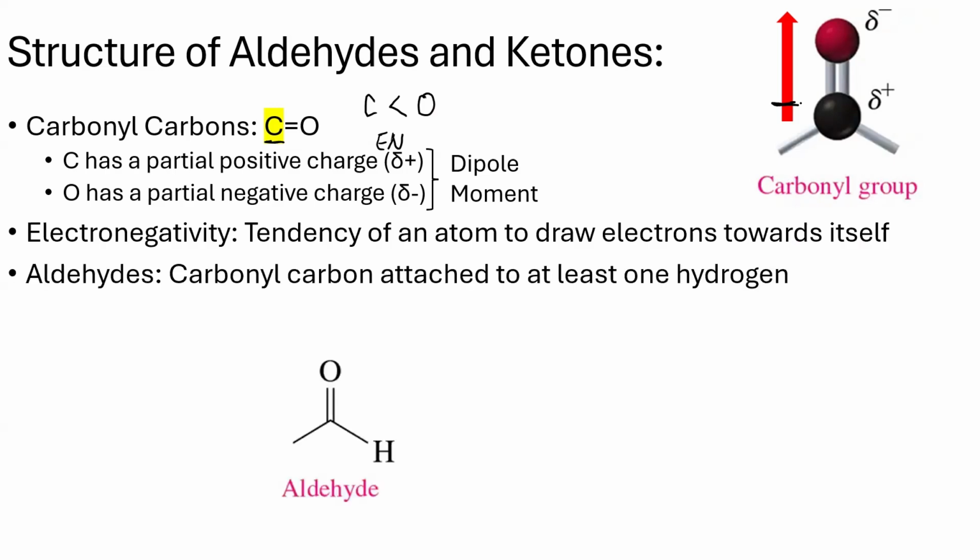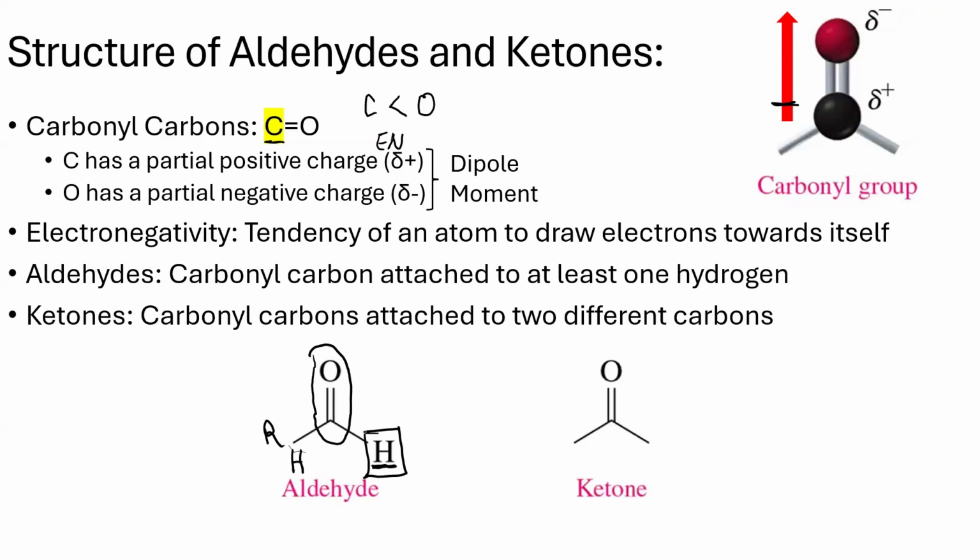So, what are aldehydes and ketones? Aldehydes are carbonyl carbons attached to at least one hydrogen. So, if you look at the structure at the bottom of the screen, you have your carbonyl group. It's attached to one hydrogen. And then this could be either an R group, like another carbon-containing chain, or it could be another hydrogen. But there has to be at least one hydrogen attached to the carbonyl carbon for it to be considered an aldehyde.